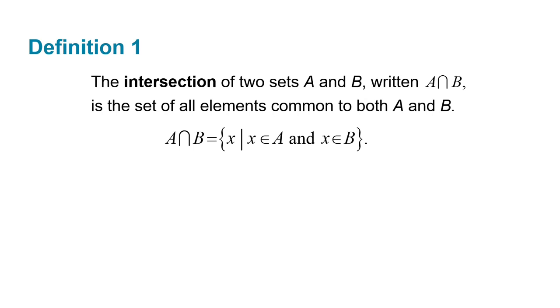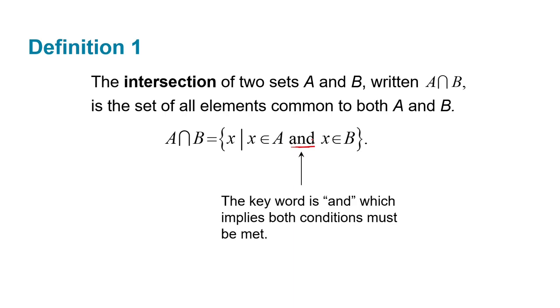Suppose we have sets A and B. Written with a symbol that looks like an upside down U, A intersection B is the set of all elements common to both A and B. So here's our formal definition. The intersection of A and B is the set of x such that x is an element of A and an element of B. This "and" is very important. The keyword is "and," which implies both conditions must be met.